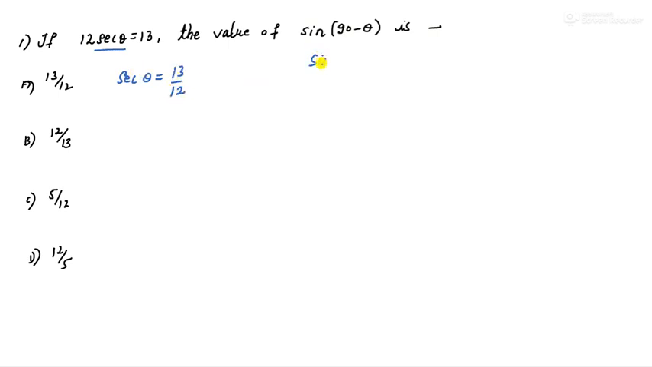Now here, sine of 90 minus theta is what? Just now I said it is cos theta. Correct. And cos theta is the reciprocal of what? Sec theta. So whatever the value of sec theta you have got, if you write it in reverse form, that is 12 by 13, that becomes your answer. So option B is the right answer. Got it? It's very simple.